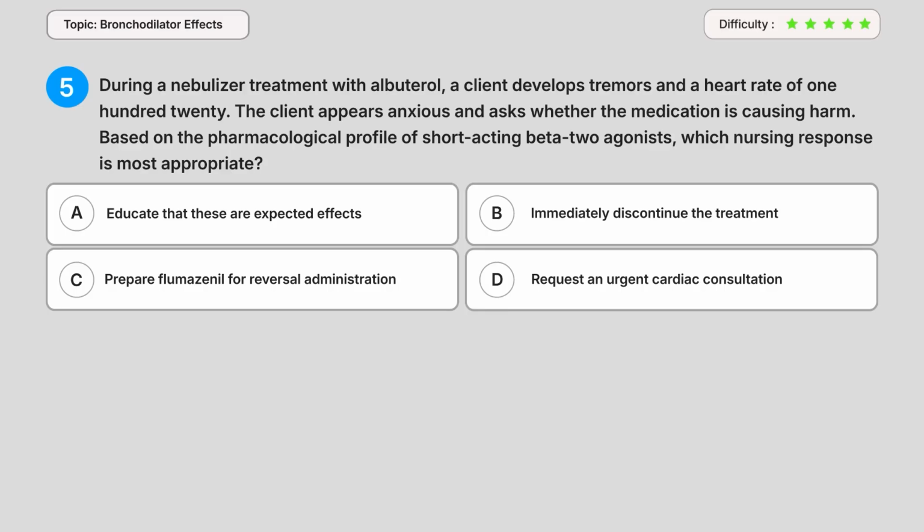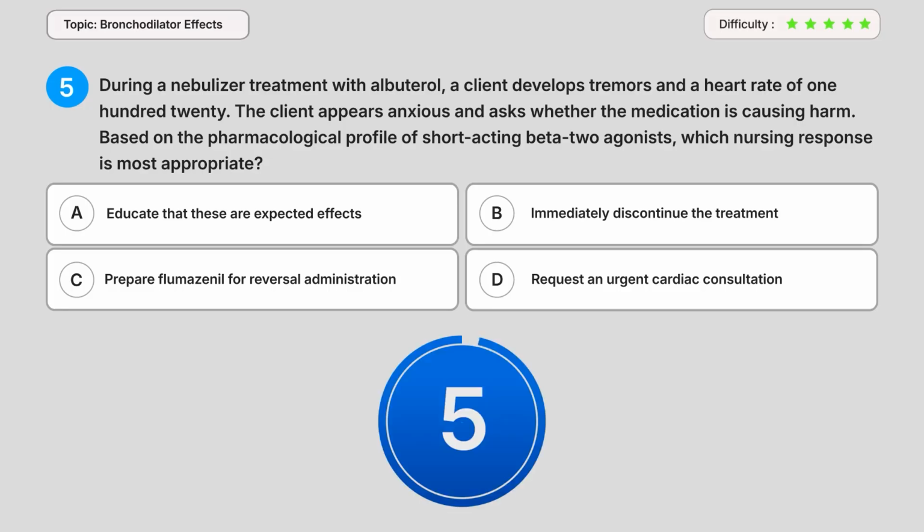C. Prepare flumazenil for reversal administration. D. Request an urgent cardiac consultation. Do you know the answer?